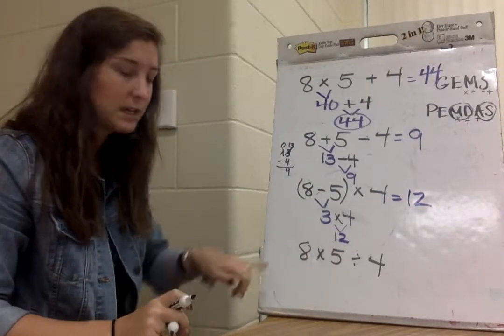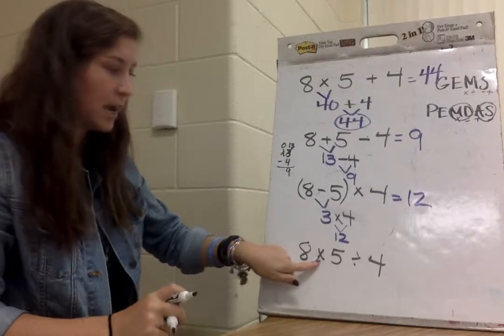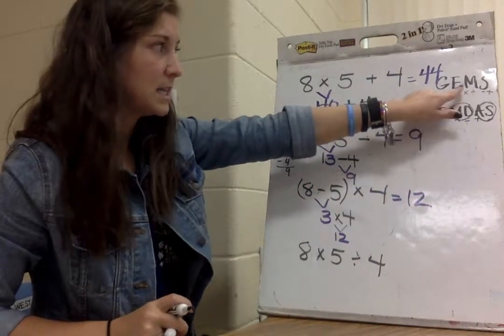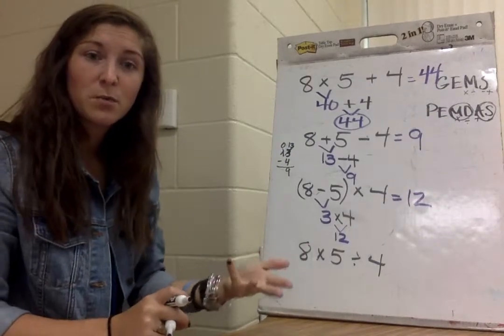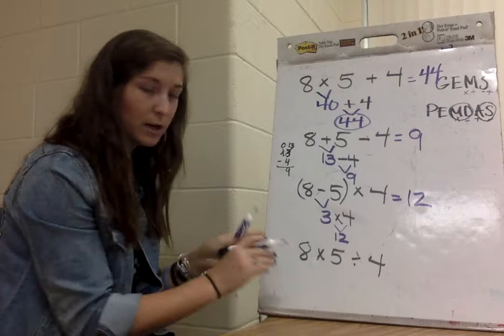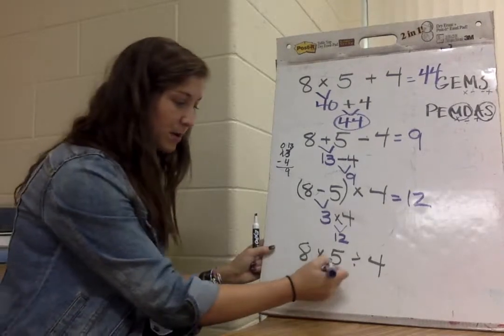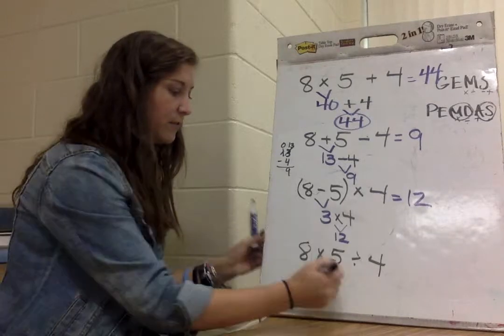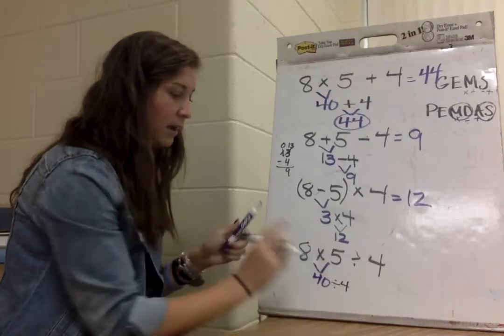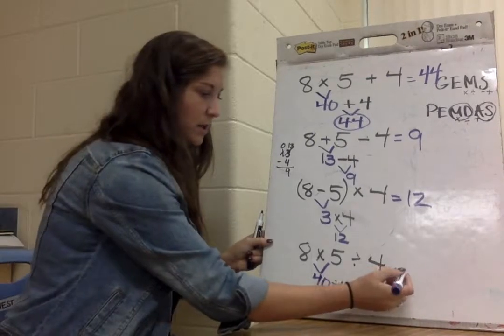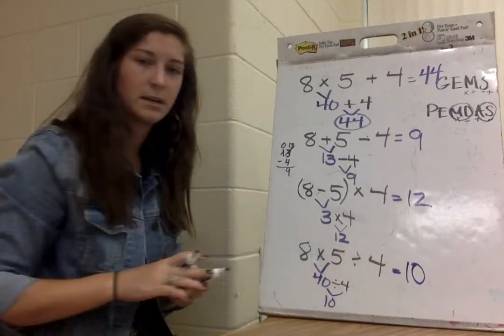And last but not least, down here at the bottom, I notice that I have multiplication and division. So again, I have to look at this M and D and this M. And again, it's whichever one comes first from left to right. So as I move my marker across, I run into multiplication first. So that's what I'm going to be solving. 8 times 5 is 40. Then I divide it by 4. And 40 divided by 4 is 10. So the answer to this equation is 10.